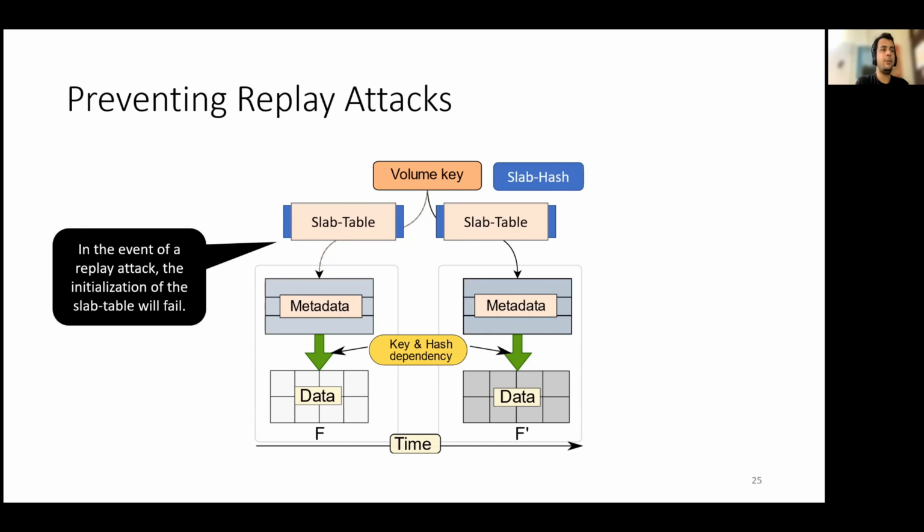Note that Intel SGX provides a secure way to communicate with the remote server. This is called remote registration. However, as this is a costly operation, we limit it to only while mounting and unmounting of the volumes.